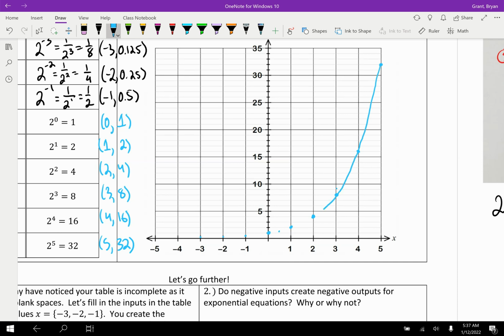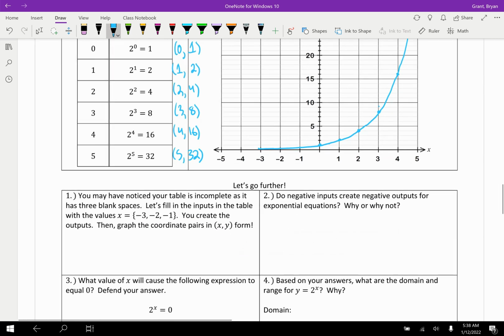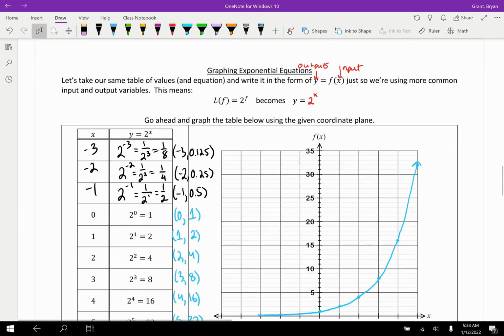When you do that, you get a graph that looks something like this. I'm putting arrows because the graph can certainly go to the right, and then I can put arrows on the left. Okay? But we're actually going to answer a couple more questions before we put those arrows on the left. So question 2, do the negative inputs create negative outputs?